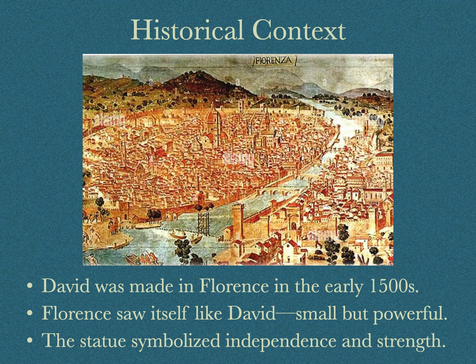Historical context. David was created between 1501 and 1504 in Florence, Italy. At that time, Florence was a small but powerful city-state surrounded by political threats. The leaders of Florence wanted a symbol that would represent their values: intelligence, independence, and strength against bigger enemies. David, from the biblical story, was a perfect fit. He defeated Goliath not with brute force, but with clever thinking and bravery.